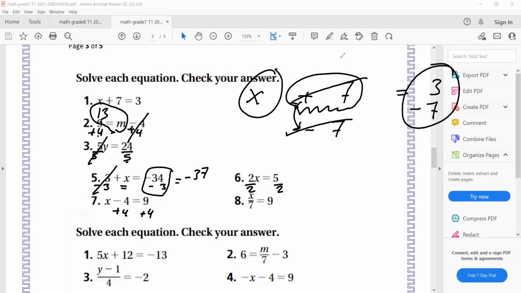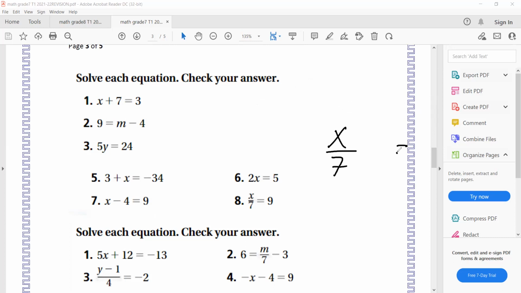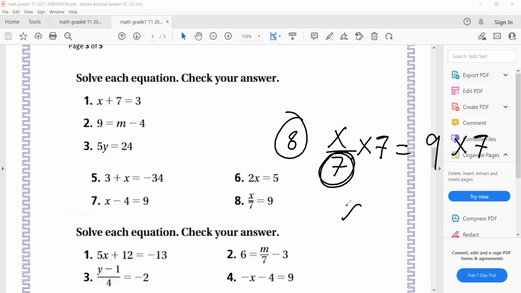Okay, x over 7 equals 9, my dear. How can I solve it? All of you. x over 7 equals 9. We will first multiply here by 7 and also multiply here by 7. So x will remain. If I have division, my dear, the inverse operation is multiplication. If division, multiply. If multiply, divide. If add, subtract. If subtract, add.